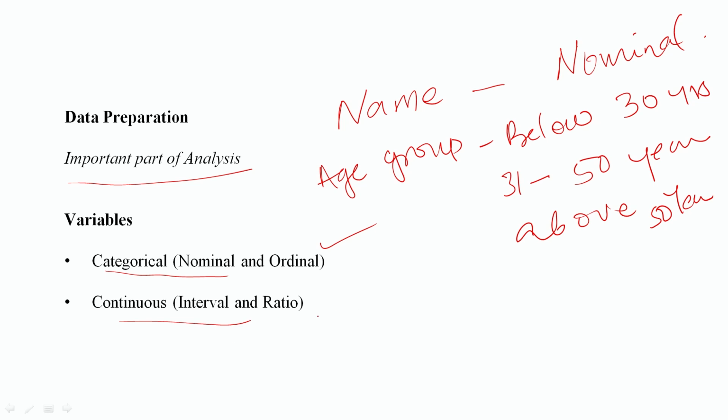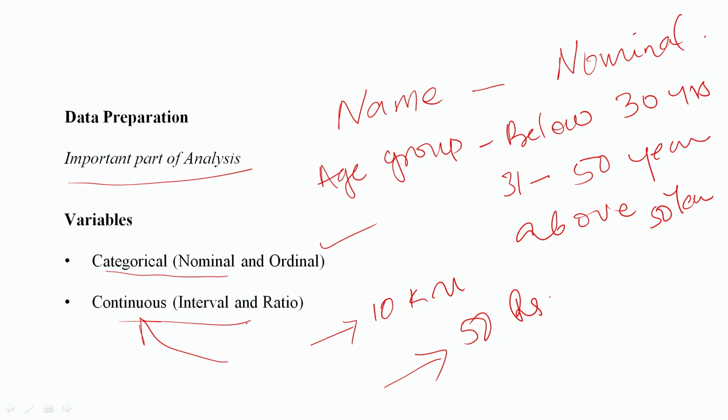Similarly, we have interval and ratio data. What time does it take you to reach the office, how much time and how much money. These are numbers which are specified: 10 kilometers, that is the distance from my home to the office. I pay 50 rupees towards the auto charges. So we have numbers coming here, and these numbers help us. This is called continuous. The numbers which are decimal or in discrete form are continuous variables.